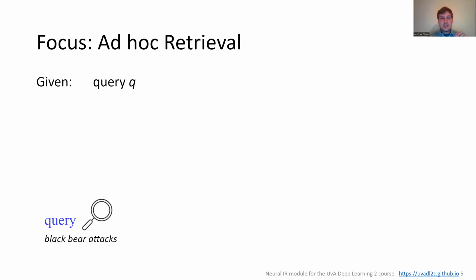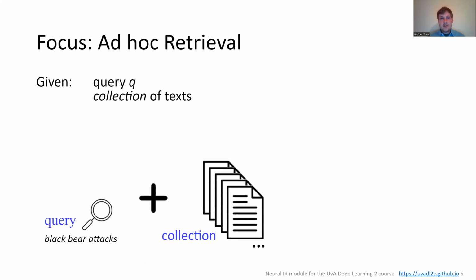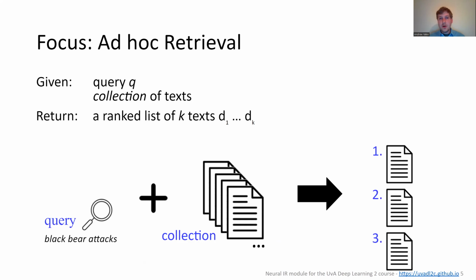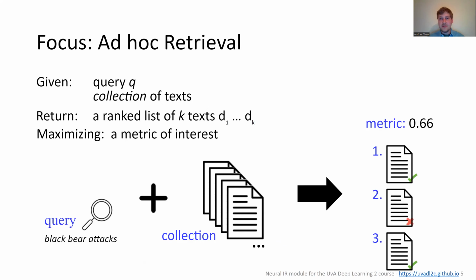So to tighten up the formulation just a little bit, here we're given a query Q. We're given some collection of texts. And we want to return a ranked list of these k texts, D1 through Dk, ordered by some metric of interest. So for example, this metric is precision at 3, meaning we look at the top 3 documents. And out of those 3 documents, we see that 2 of the 3 are relevant. And so our precision at 3 is 2 over 3 or 0.66.